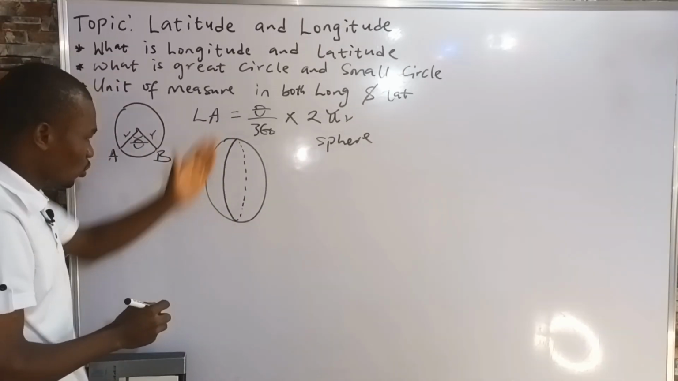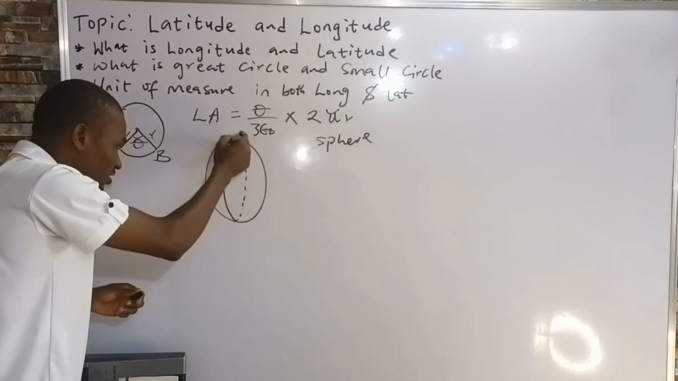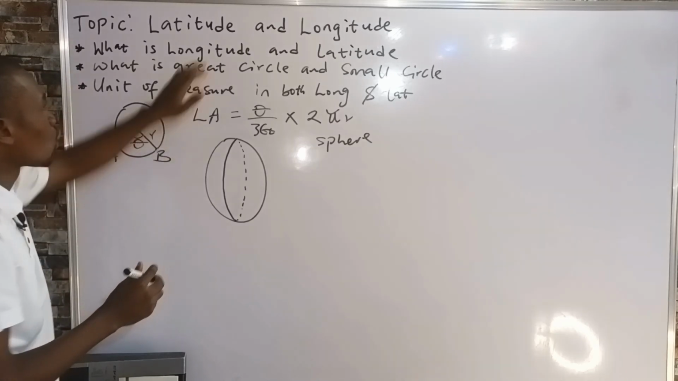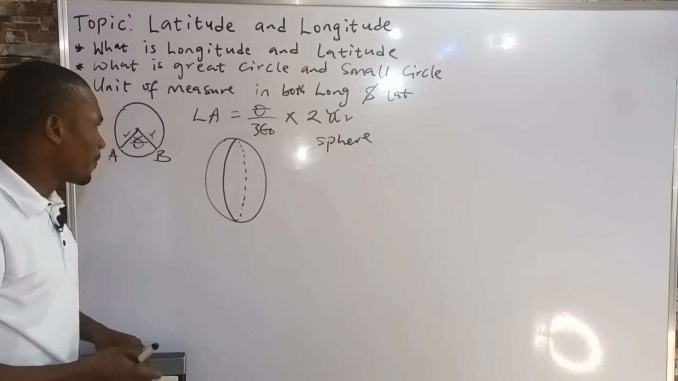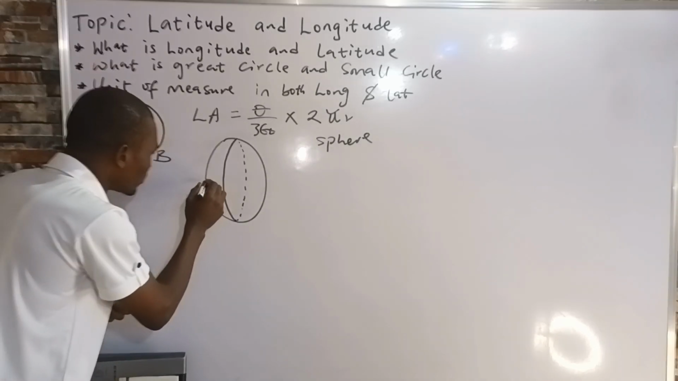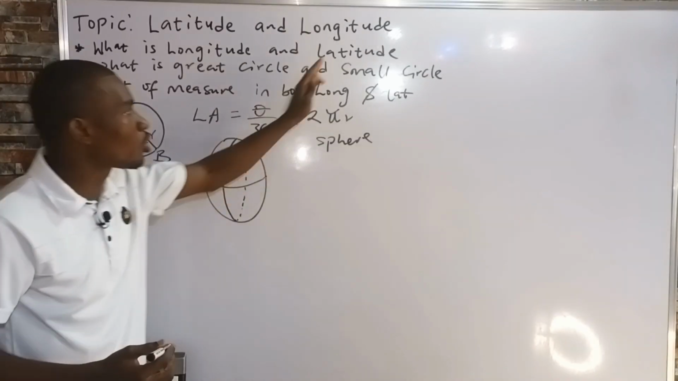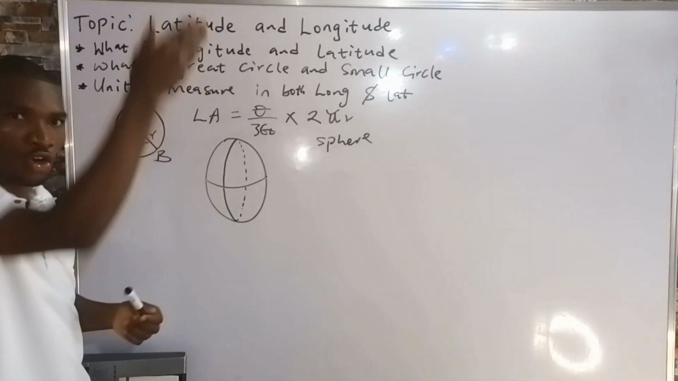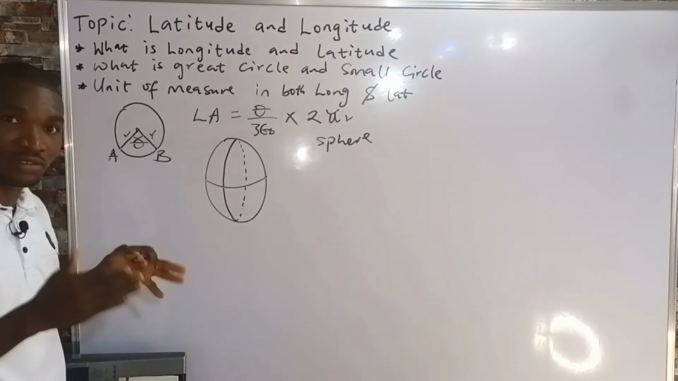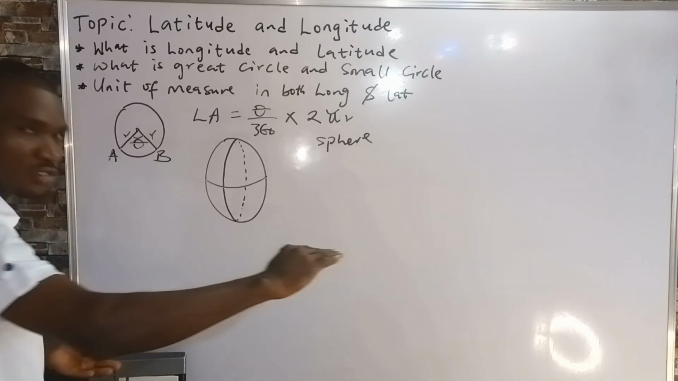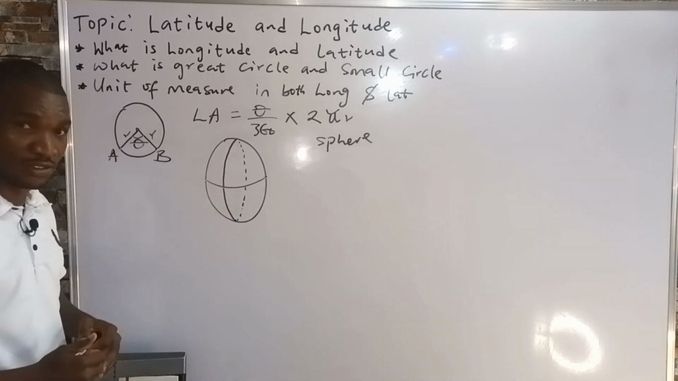So if I cut it vertically, this slice of vertical cut is what we call the longitude. Something long, longitude. But if I cut it horizontally, this horizontal cut is what we call latitude. So the vertical cut or slice of an Earth surface is called the longitude, while the horizontal cut of the Earth surface is called the latitude.